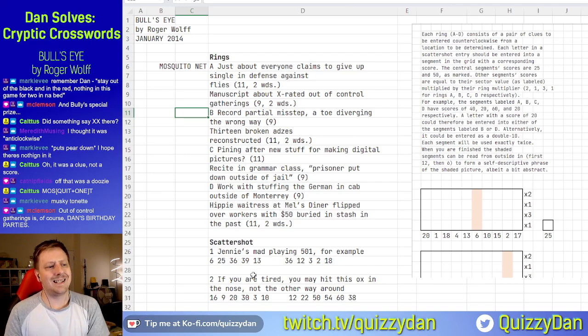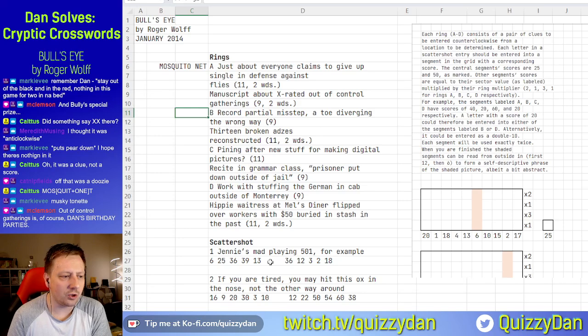Record partial misstep. A toe diverging the wrong way. Yes, I've got this one.